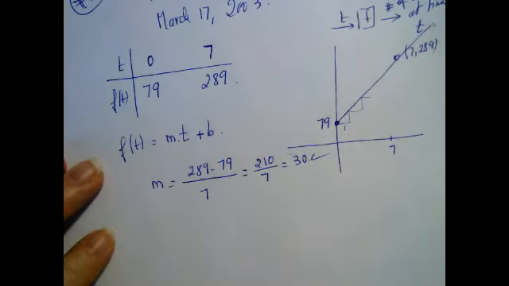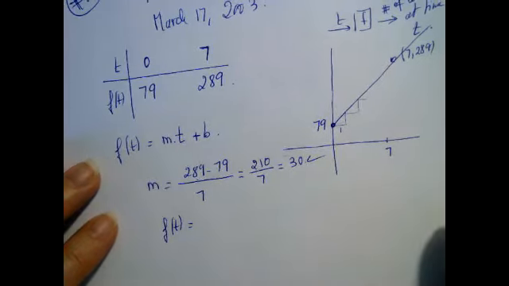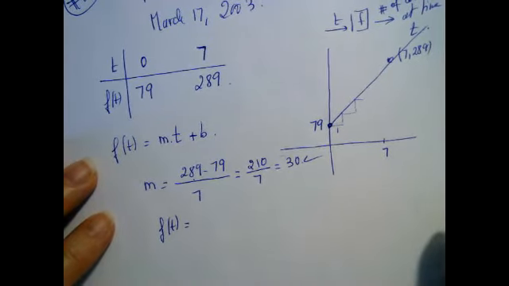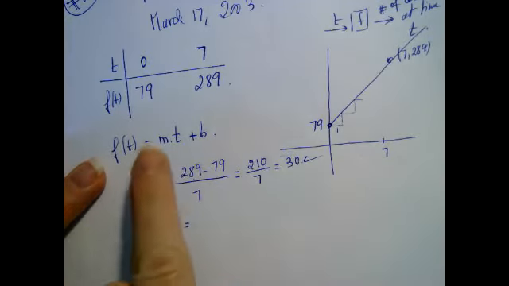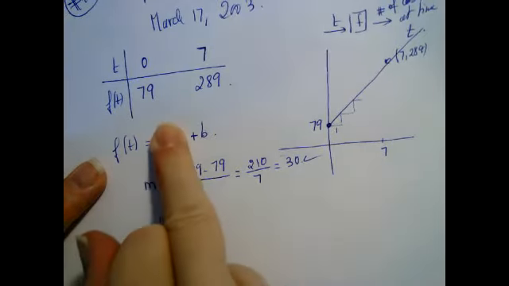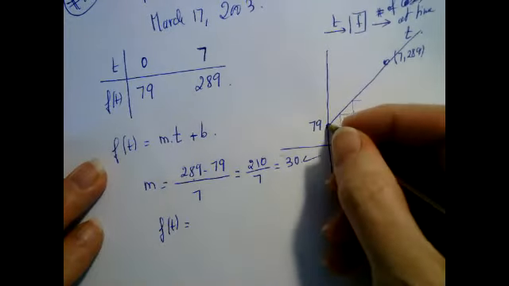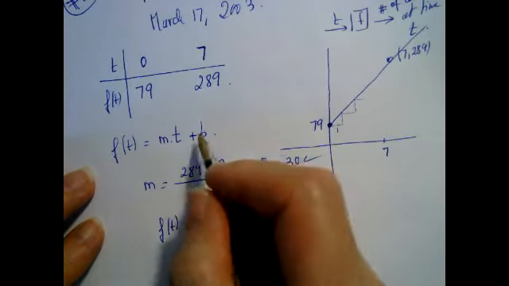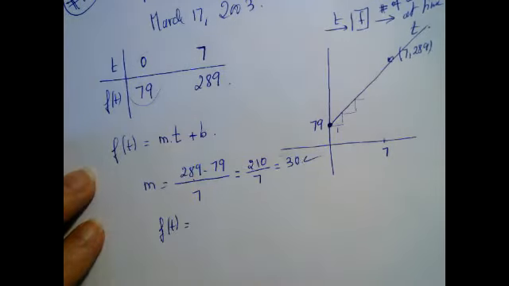Now I want F of T. Do I have F of T easily? In this particular problem, did they give me B, yes or no? Yeah, it's 79, because B is what? It's the output when T is what? 0. Yeah, that's what B is. B is the intercept. B is this one here. The problem gave you B because it gives you the value at 0.